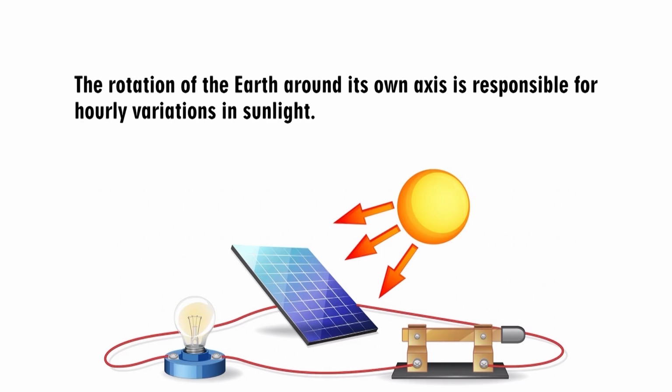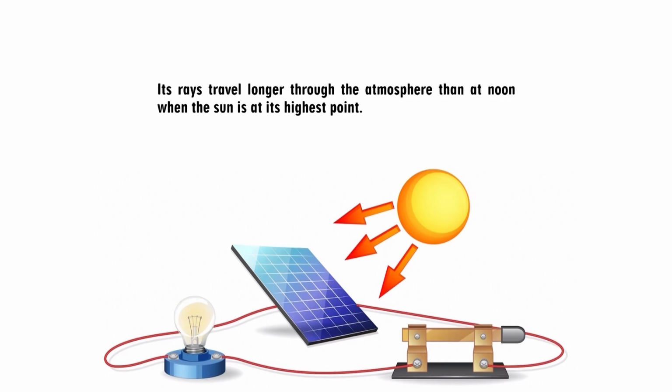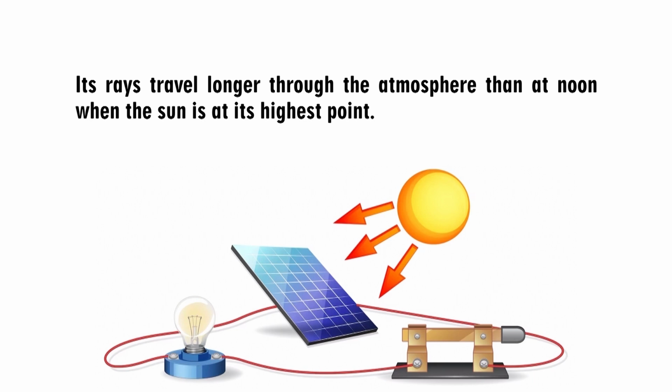The rotation of the earth around its own axis is responsible for hourly variation in sunlight. In the early morning and late afternoon, the sun is low in the sky. Its rays travel longer through the atmosphere than at noon, when the sun is at its highest point. On a clear day, the maximum amount of solar energy reaches a solar collector around solar noon.